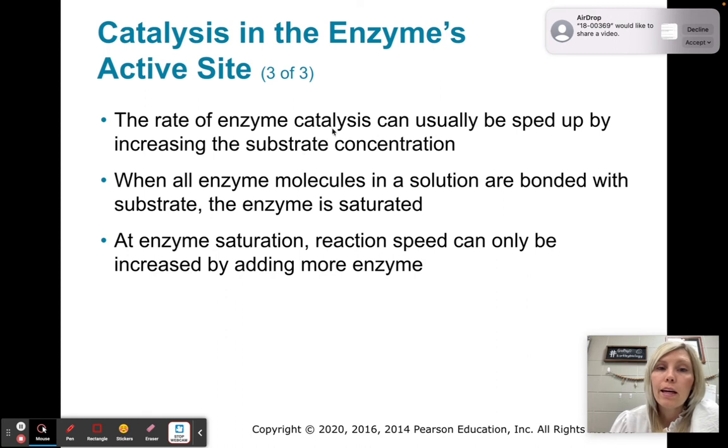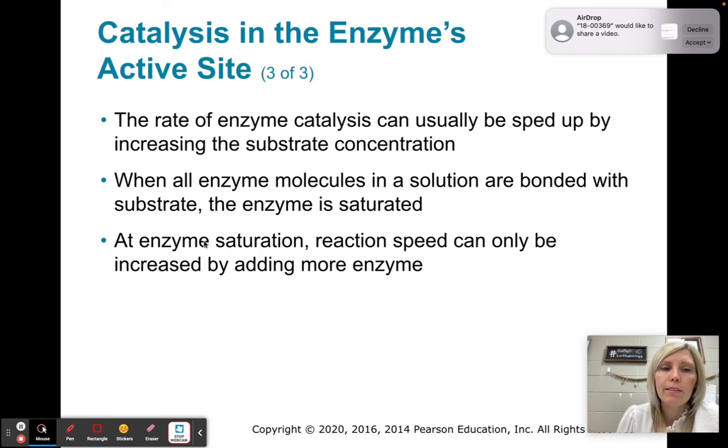Okay, the rate of enzyme catalysis can usually be sped up by increasing the substrate concentration. That's a really big deal. This is going to be some of the factors that alter the rate of the reaction. So if I increase the concentration of the substrate, if I add more substrates, then I might speed up the reaction by causing more products to be formed, assuming there's an enzyme there.